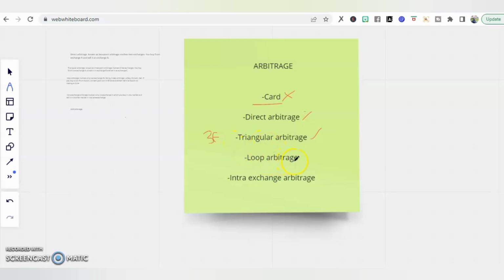Then another type of arbitrage we have is called the loop arbitrage. This loop arbitrage is similar to triangular arbitrage, but this time around you need just two exchanges to do this kind of arbitrage, not three. You buy a coin in KuCoin, for example, you send it to Binance and you exchange it for another coin, or you convert it, then you send it back to KuCoin and sell for profit.